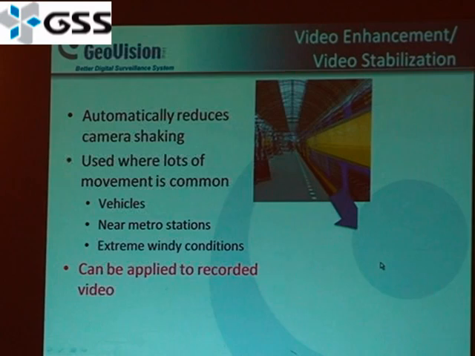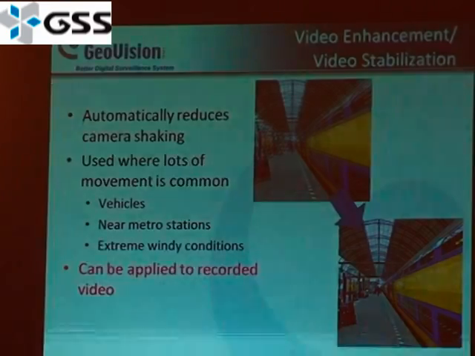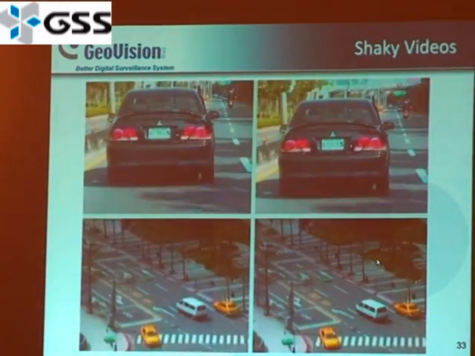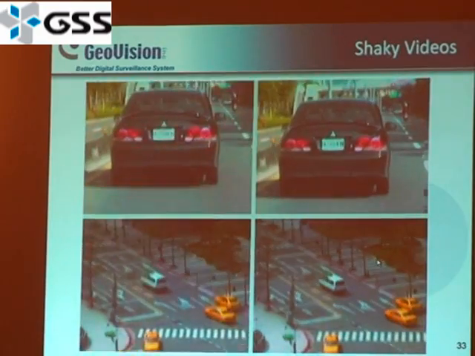Now, video stabilization aims to make sure that you have a more stable visual of the scene. This is primarily used for, let's say, vehicles or places near metro stations where there's a lot of vibration or extreme windy conditions. This can also be applied to recorded video. What it does is it makes the shaky camera or shaky video a lot more stable, so you can actually view the file and play back without any interruption.